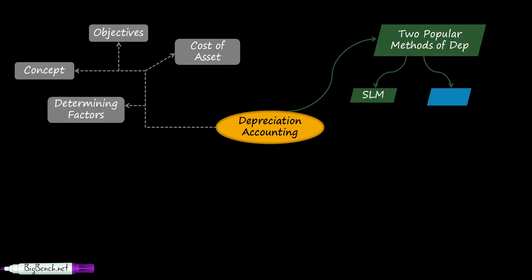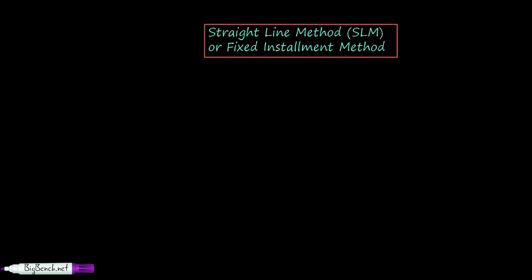straight line method of depreciation, and WDV, that is written down value method of depreciation, also called the reducing balance method of depreciation. So let us first deal with the straight line method, which is also called the fixed installment method. One of the most simple methods to understand.